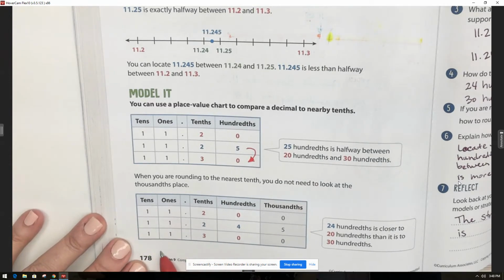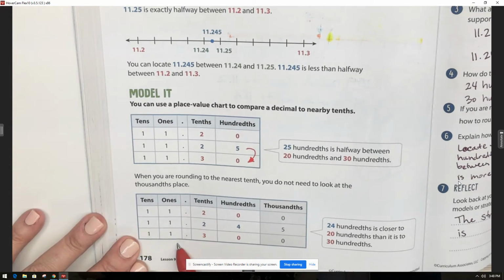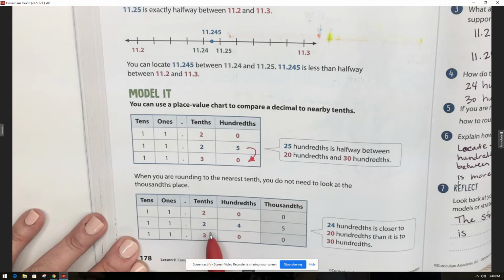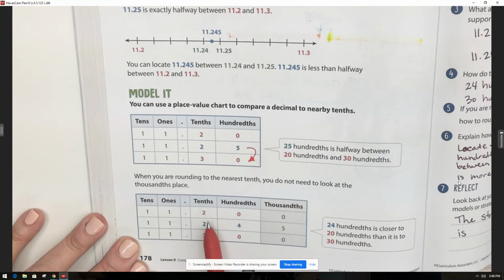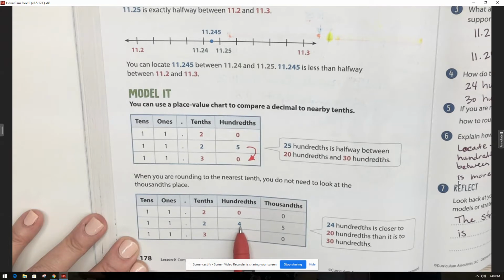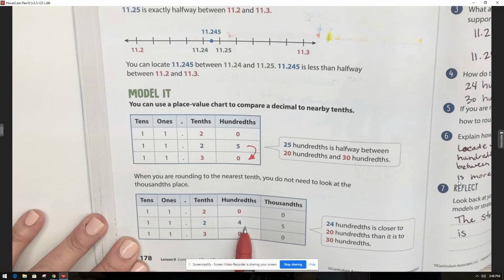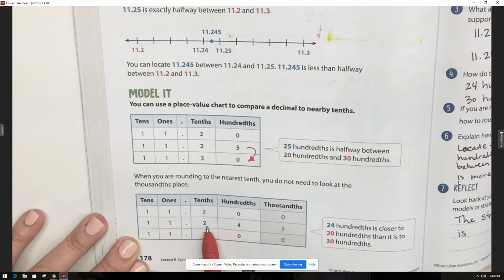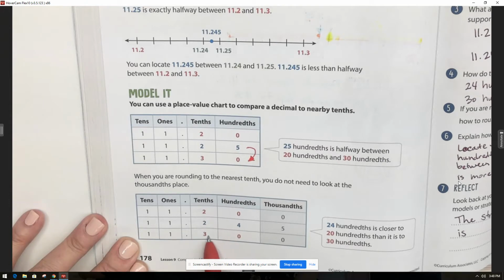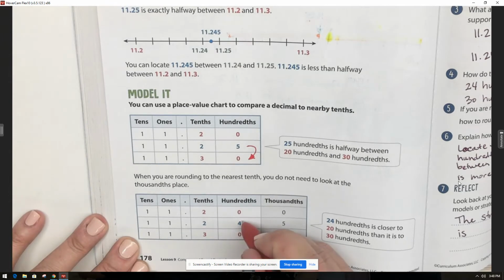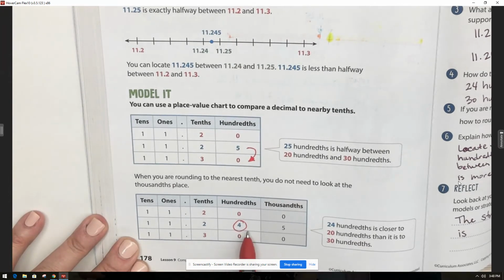So we look at our tens, they're equal. We look at our ones, still all equal. So we've got to keep going. Now we look at our tenths. We're trying to figure out, is this 2, which is between 2/10 and 3/10, going to stay the same and round down to 2/10, or are we going to round it up to a 3 and make it 3/10? So we look at this hundredths place and we look at this 4.